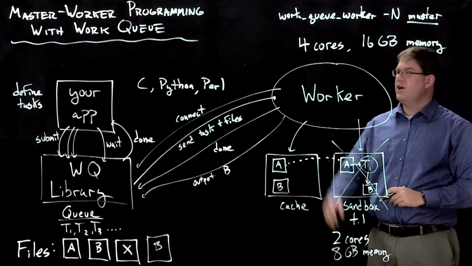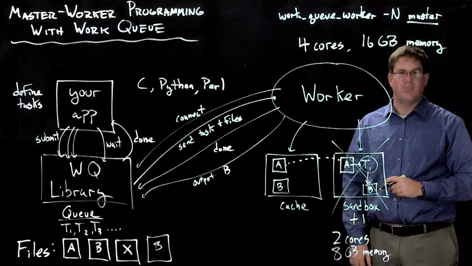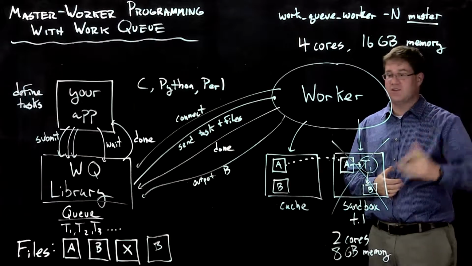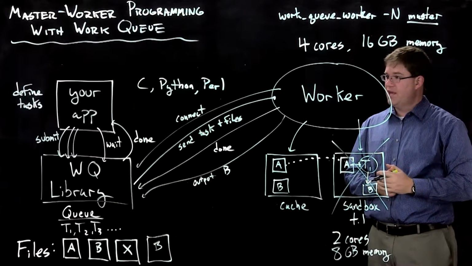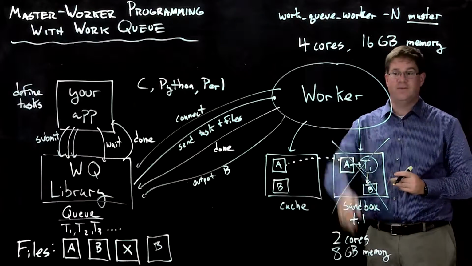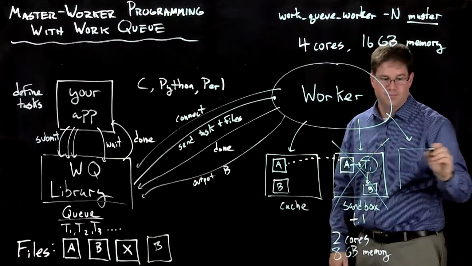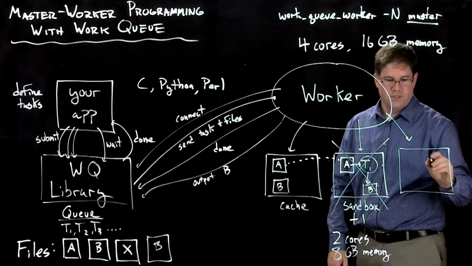How do we know that? Well, the application would have had to say that from the beginning. Here's a task and here are the resources that it needs. If that's the case, then there's some space left over. Then the WorkQ library knows enough to call up the worker and say, you know what? Let's run 2 tasks at a time. So here's task 2.